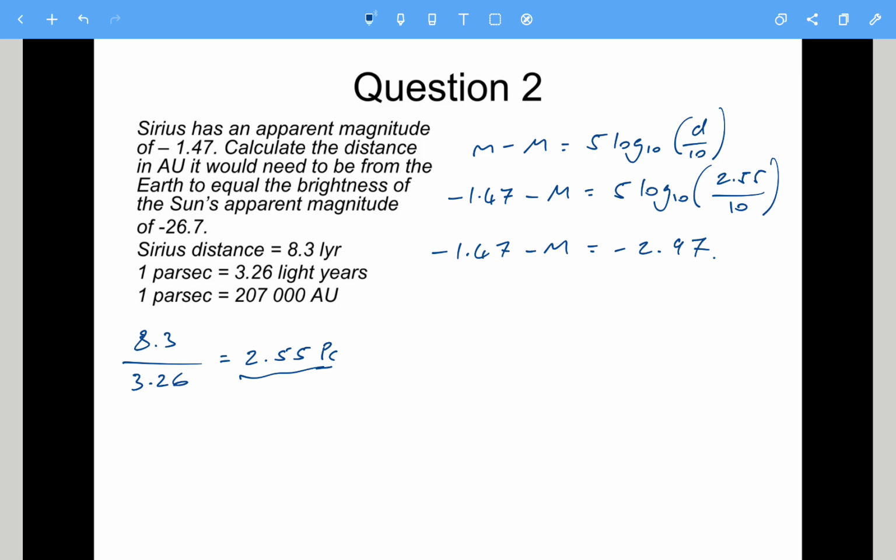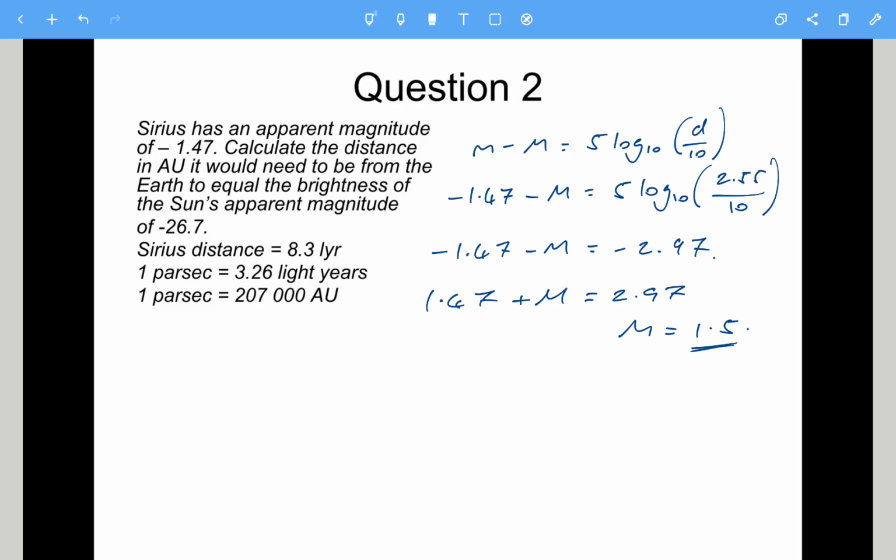Times it all by minus 1. So we get 1.47 plus the absolute magnitude equals 2.97. So the absolute magnitude of Sirius comes out at positive 1.5. Then we do the equation again. I'm just going to make some room. We're going to give it the apparent magnitude of the Sun and figure out how far away it would need to be.